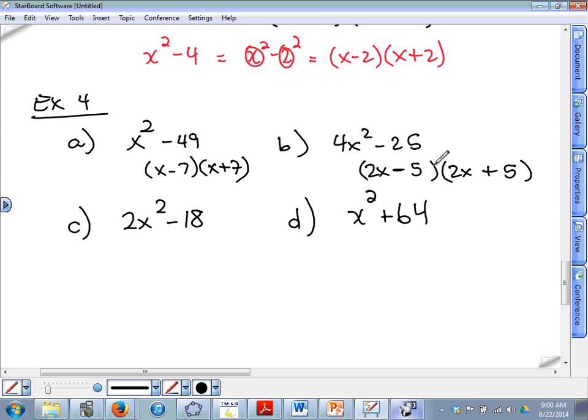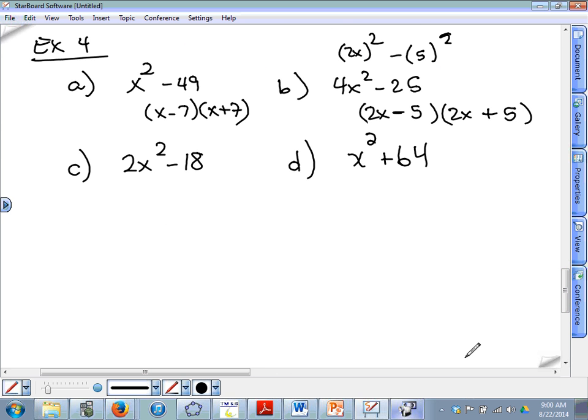I don't really do it this way. I tend to think more like this. What's been squared here and what's been squared here? So that would be a 2x and that would be a 5. That kind of tells you the same thing. Anyway, you got to be clever on part C. You have to factor out a common factor. If you factor out the 2, then you have difference of squares. These are just little things you have to start to recognize and watch out for. And then part D, not factorable, right?